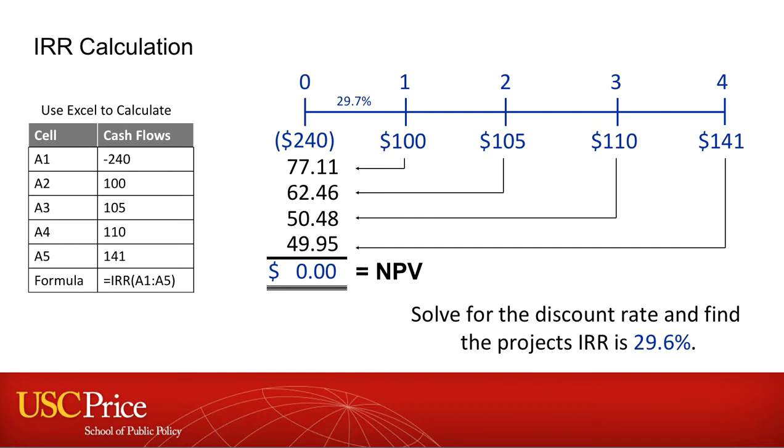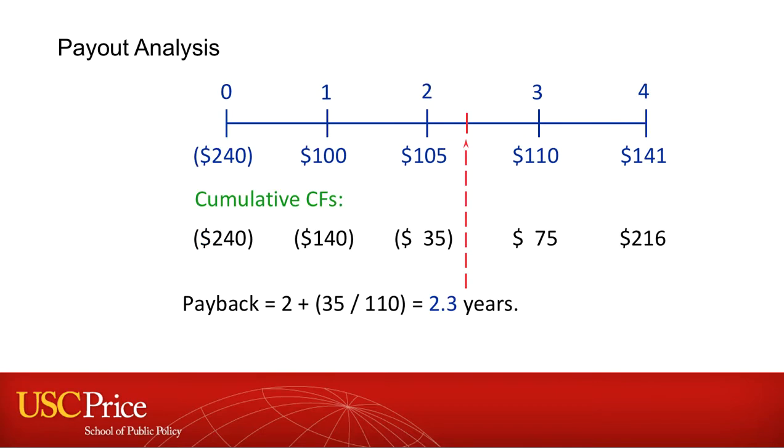I have set up our cash flows on the left, starting with the investment of negative 240 in A1. The cash flows from years 1 through 4 are in cells A2 through A5. The formula is rather simple. It is IRR equal, open parentheses, A1 colon A5, close parentheses. When you run this formula, you should get an IRR of 29.7%. Finance departments will often use the internal rate of return because it can be compared easily across different projects.